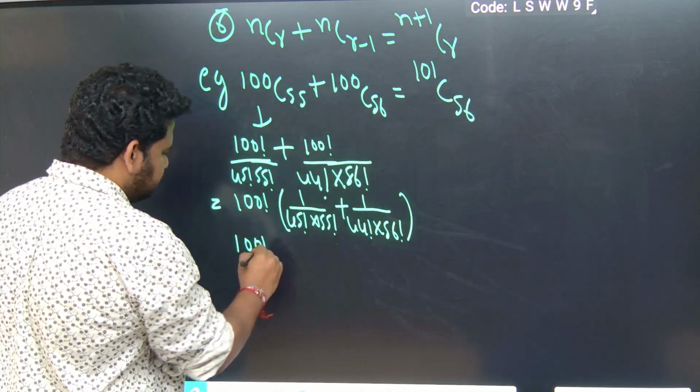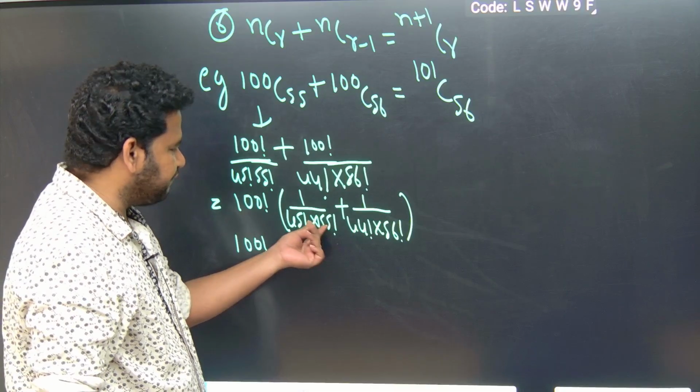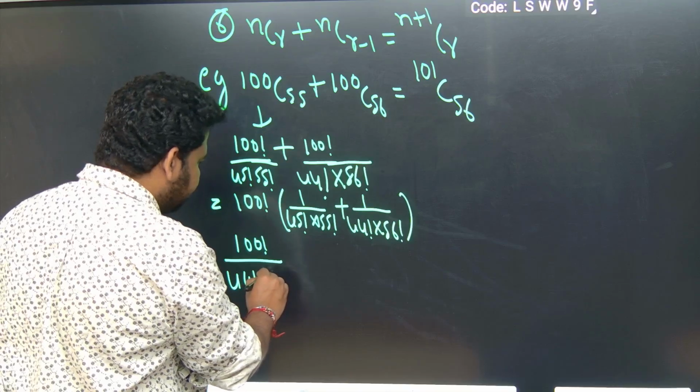100 factorial. So what can I take common? Whatever is lower I can take common. I can take 44 factorial and 55 factorial as common. So this will become 100 factorial by 44 factorial into 55 factorial.